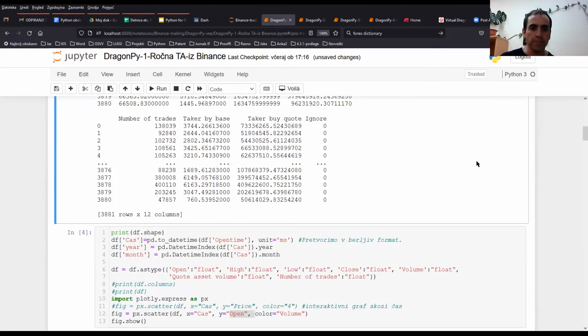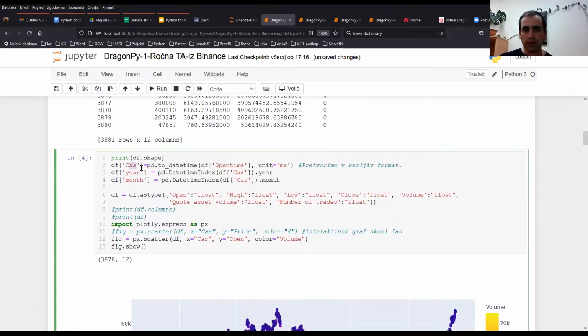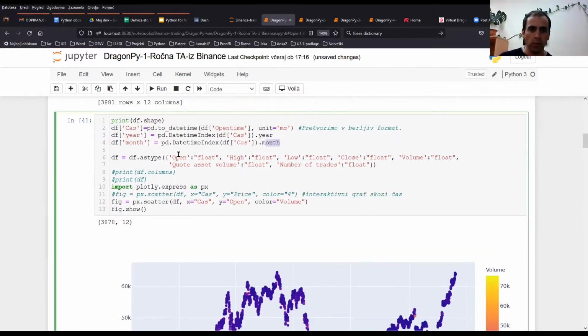So for the last time, here we configure the time frame so that we get human readable, and I created the year and month for one graph below. You have to give the float data type for those columns that we want to use. And I was using the Plotly Express to present those data that we just downloaded.